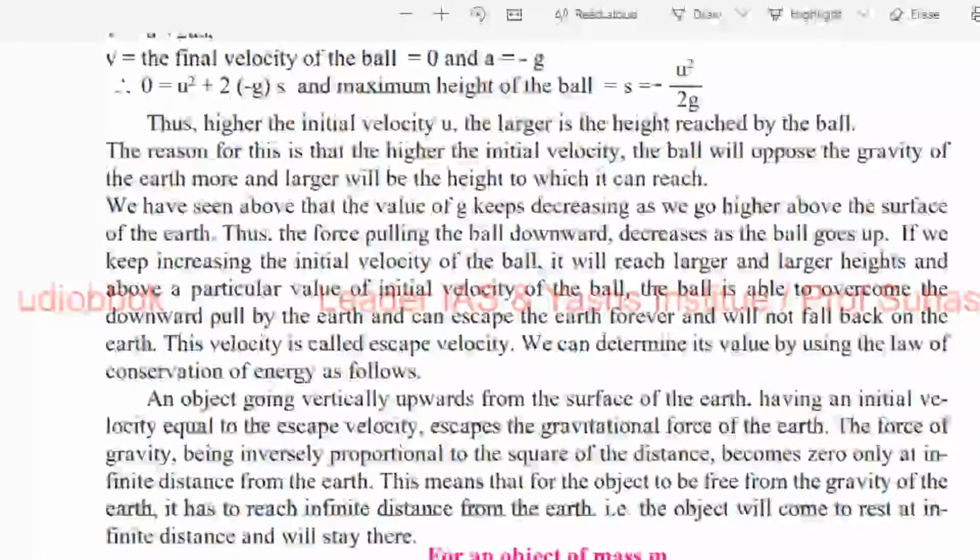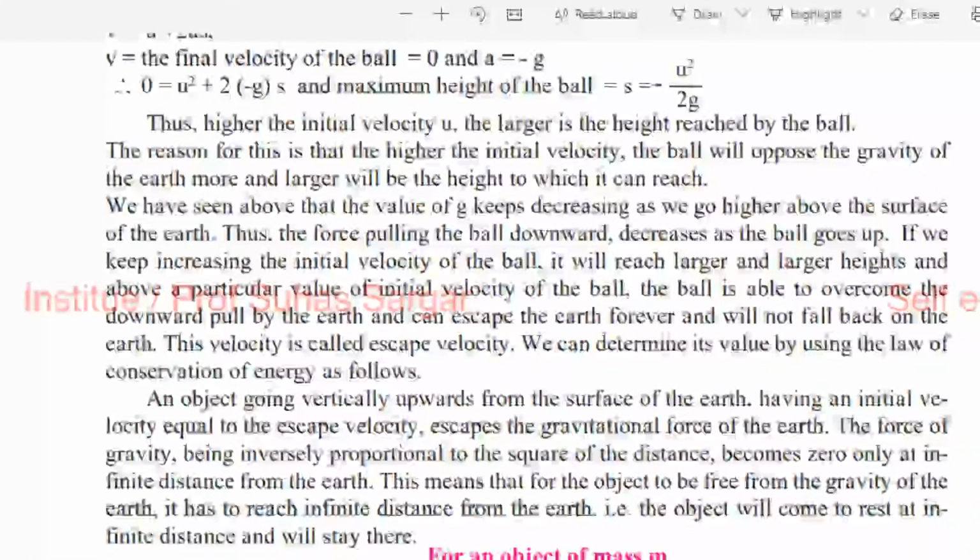We have seen above that the value of small g keeps decreasing as we go higher above the surface of the earth. Thus, the force pulling the ball downward decreases as the ball goes up. If we keep increasing the initial velocity of the object, it will reach larger and larger heights, and above a particular value of initial velocity of the ball, the ball is able to overcome the downward pull of the earth and can escape the earth forever and will not fall back on the earth. This velocity is called escape velocity.